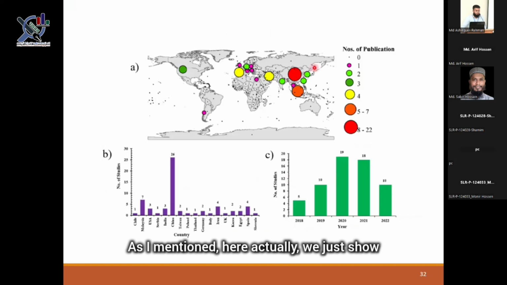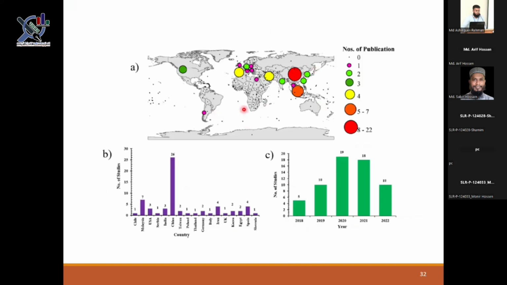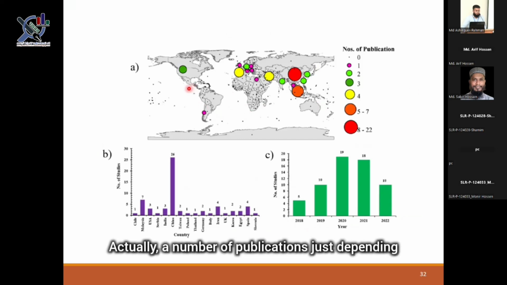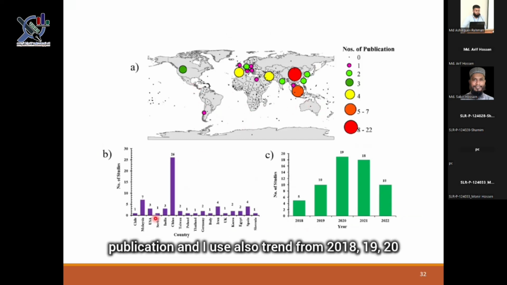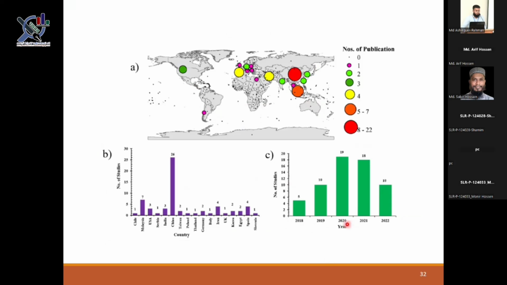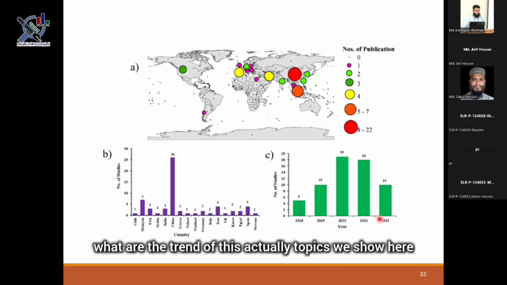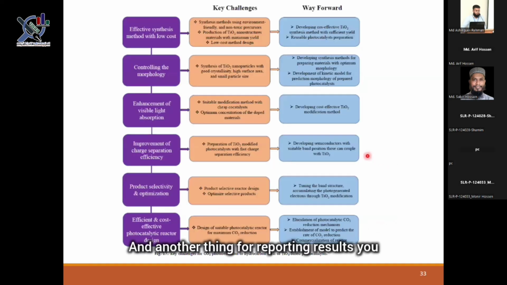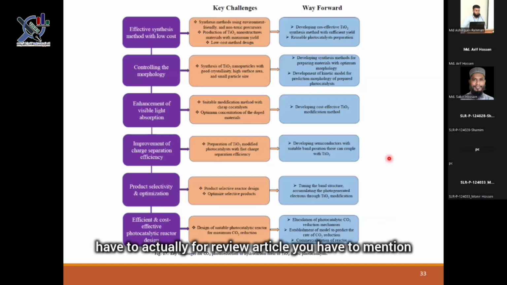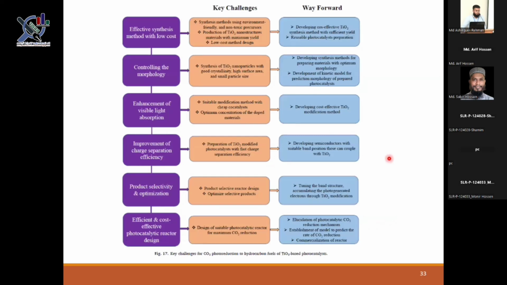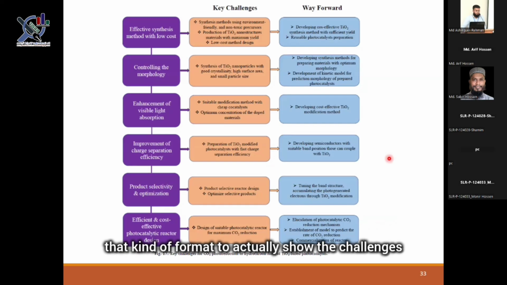As I mentioned here, in this global map we show the countries and the number of publications, depending on each country's publications. I also show the trend from 2018, 19, 20, 21, the last 5 years. What is the trend of these topics? We show it here. Another thing for reporting results: for a review article, you have to mention the key challenges and way forward, that means the recommendations from your study. You can use any kind of format to represent this. I used this format to show the challenges and the way forward.